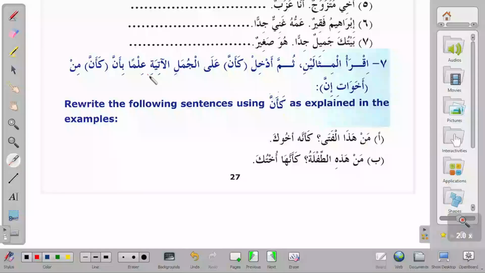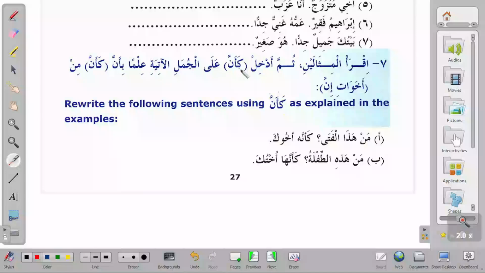We have كأن. كأن is also from the sisters of إن. When it comes, just like what لكن does, it also does the same thing. I hope that is clear. They are in the same category.